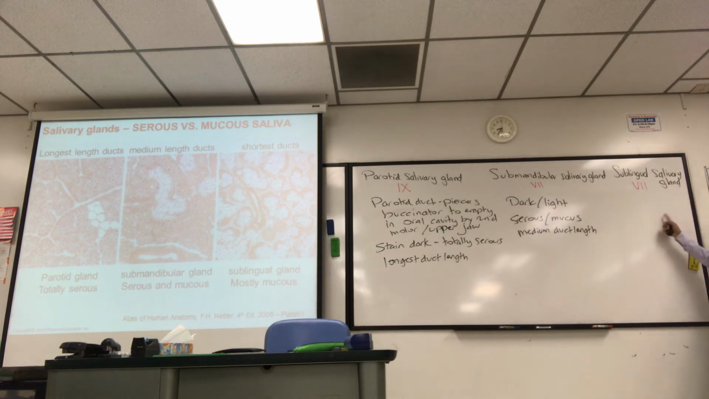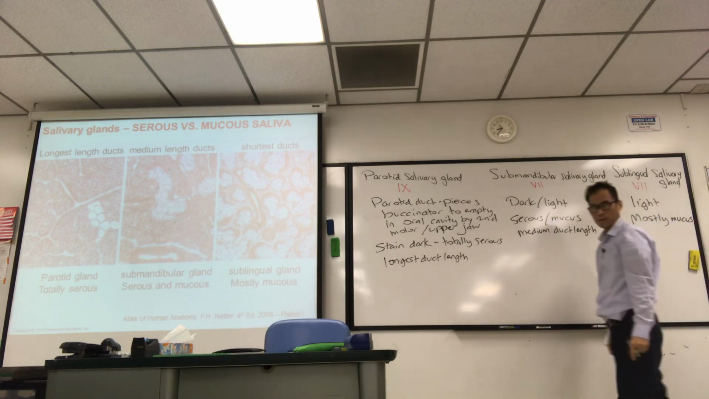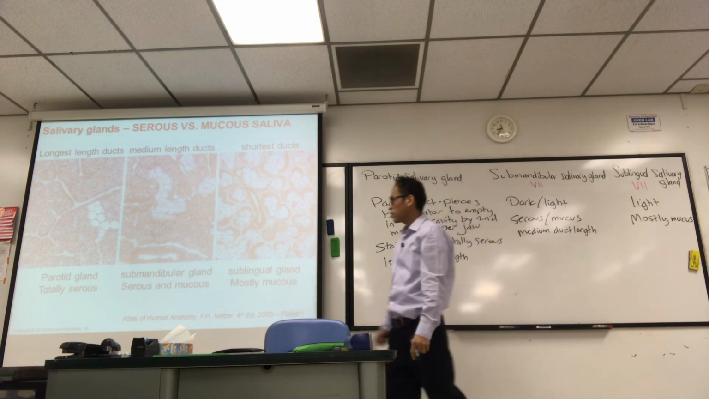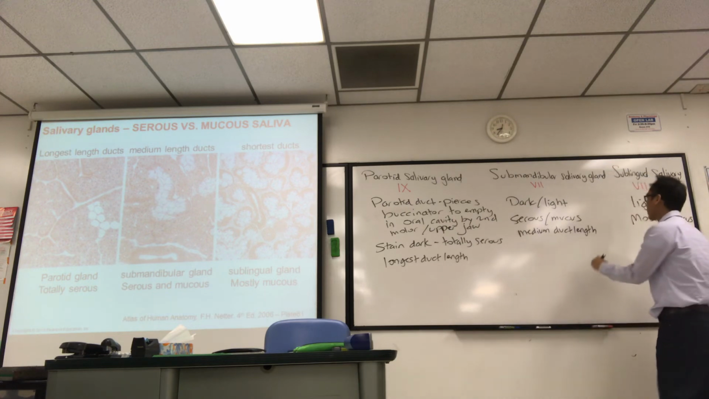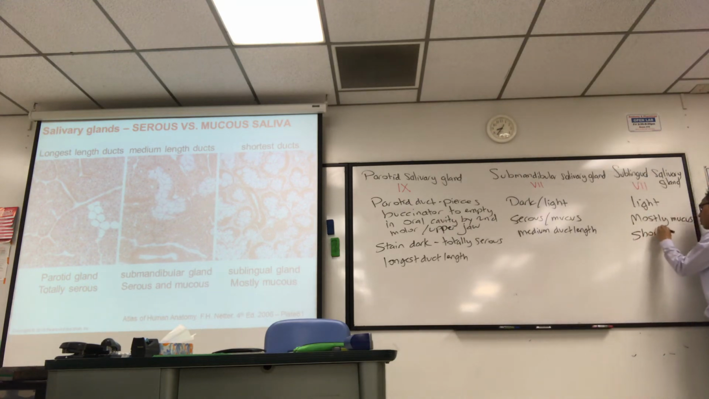Shortest ducts are right under your tongue. If you look in the mirror and lift your tongue up and open your mouth, you can see this saliva kind of ooze out under your tongue. That's the sublingual salivary gland. So they're basically light staining because it's mostly mucus. Okay. Sometimes I spell mucus with an O or without, it doesn't matter. I've seen it spelled both ways. So it stains light, it's mostly mucus, hence it's going to have the shortest duct lengths.